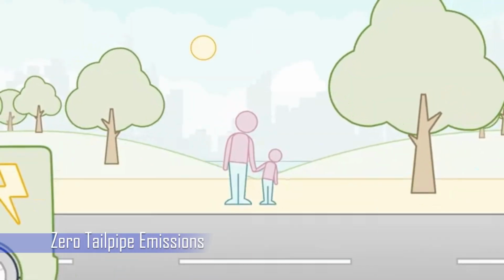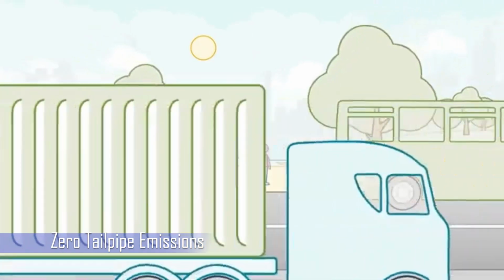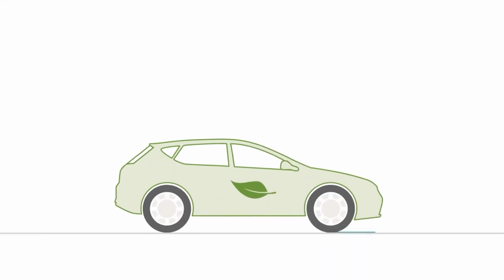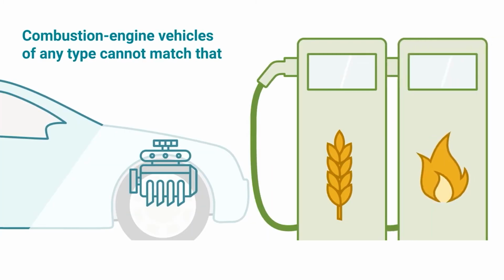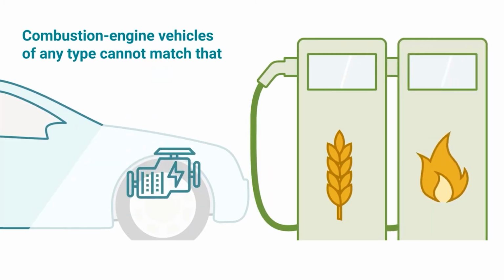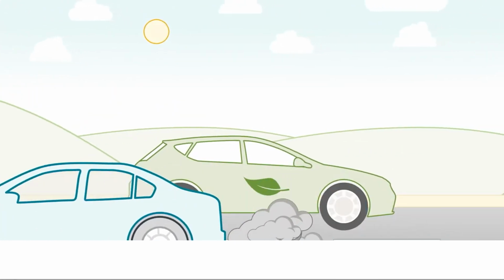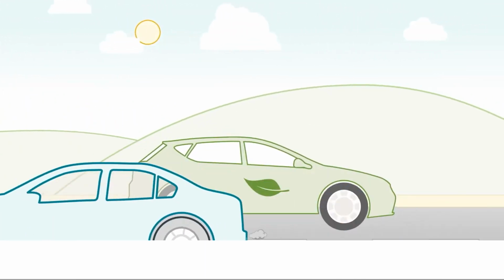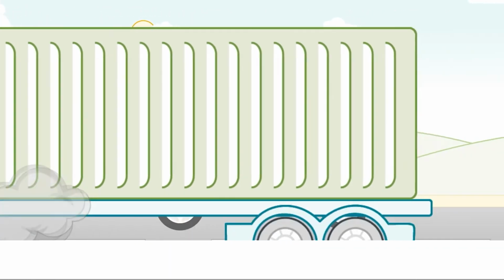Third, zero tailpipe emissions. Driving an electric vehicle can help you reduce your carbon footprint because there will be zero tailpipe emissions. You can reduce the environmental impact of charging your vehicle further by choosing a renewable energy option for home electricity. Fourth, tax and financial benefits.